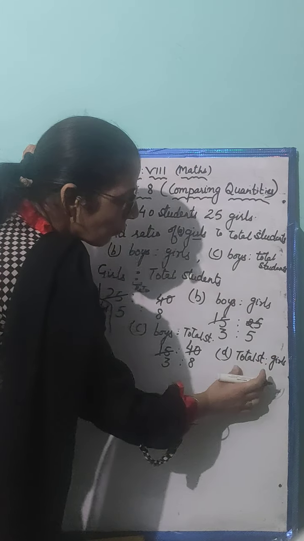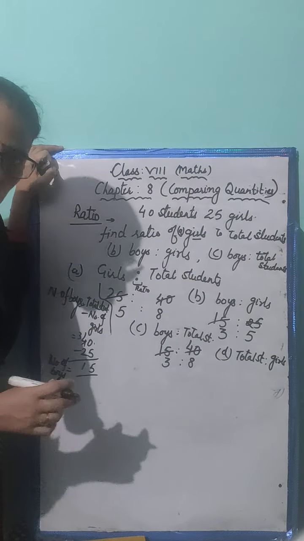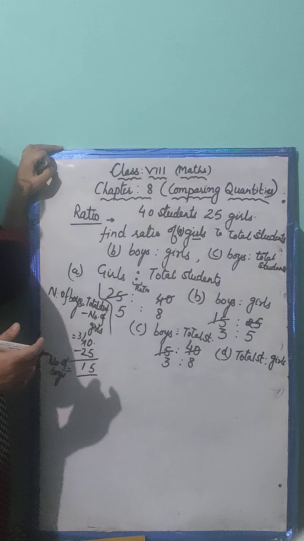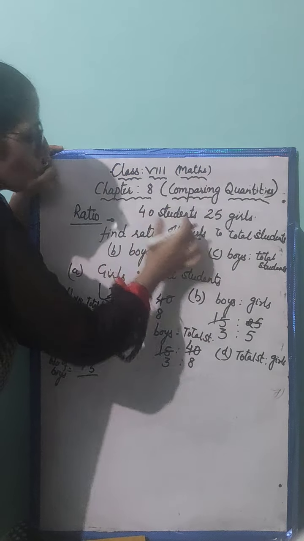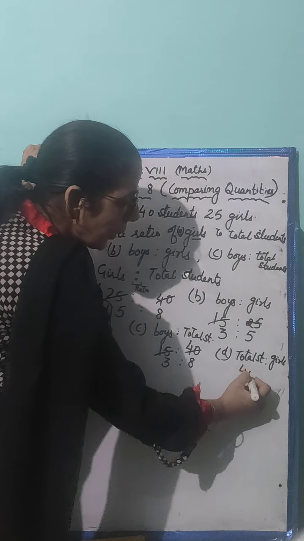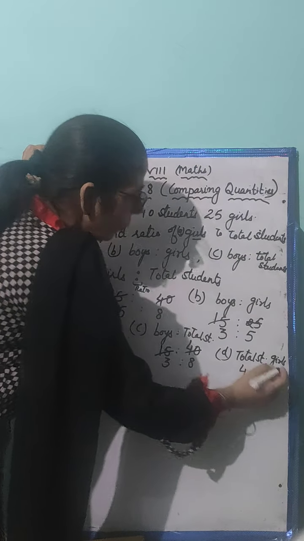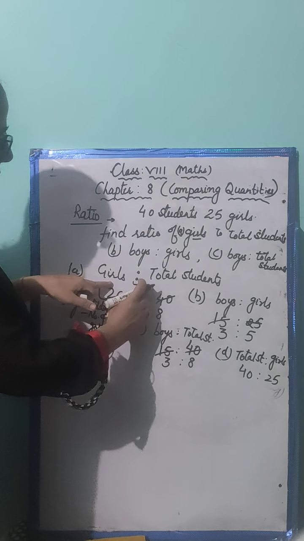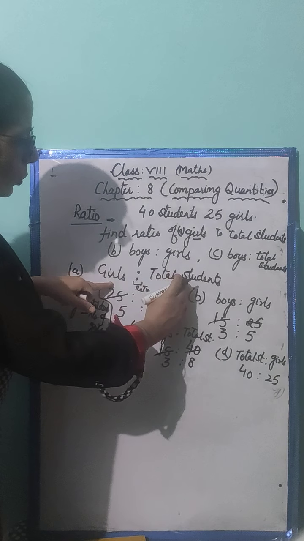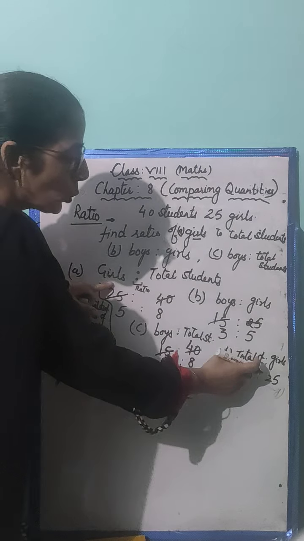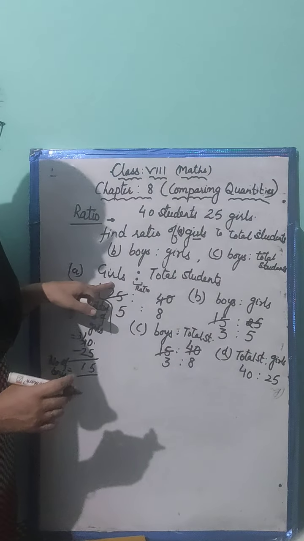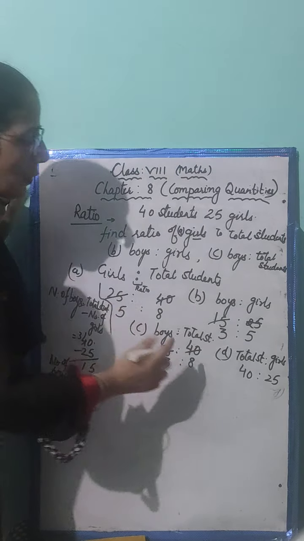Now it means first I will have to write total students, later I will have to write girls. So total students are 40 and girls are 25. Now see, A part was also this, girls ratio total students, but this is total students ratio girls. So they are just the reverse.